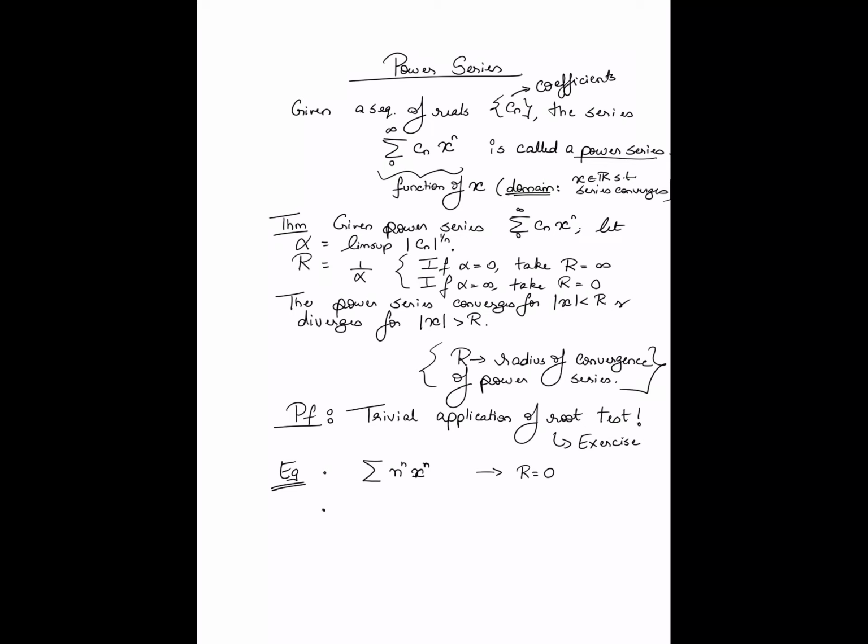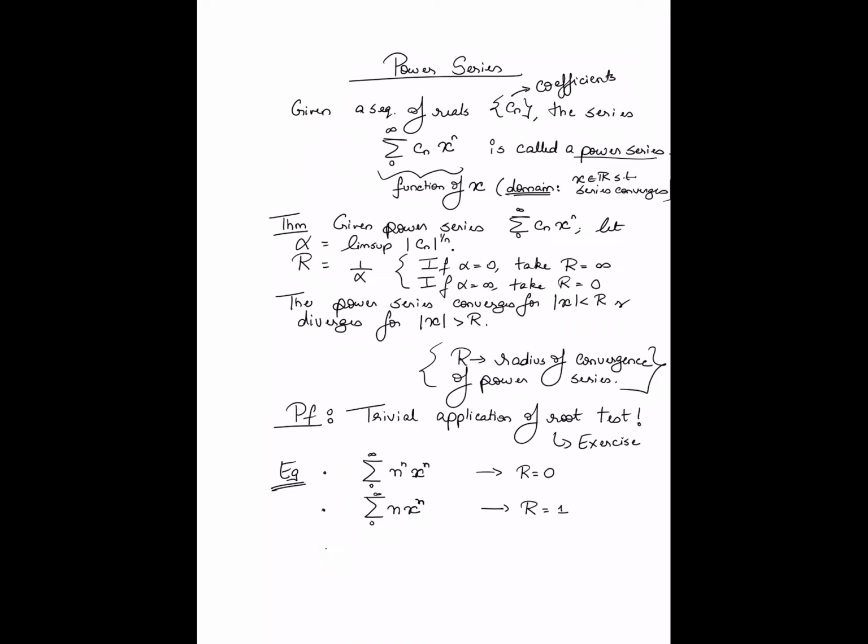Okay, now let's look at a more benign series of the form n times x raised to n. Okay, in this case your Cn is just n. Check for yourself that alpha in this case will end up being 1, and so the radius of convergence is also going to be equal to 1. So when you look at the power series, again 0 to infinity is implicit in all of these, summation n x raised to n, in fact it converges for mod x less than 1, diverges for mod x greater than 1.